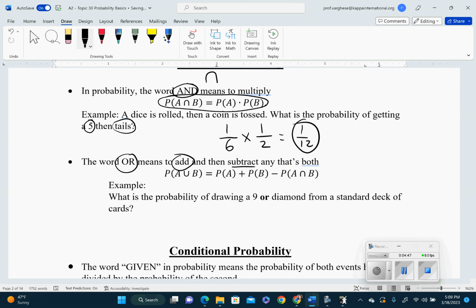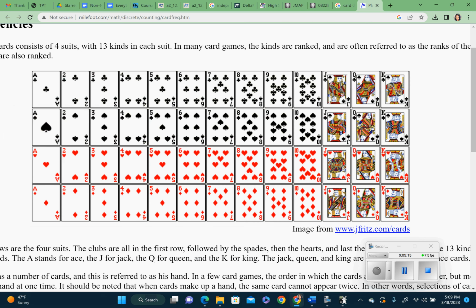So for example, the probability of drawing a 9 or a diamond. So we already know a diamond, right? We did that in the do now. So there are 13 diamonds out of 52. So first thing we're going to do is the probability of the diamond. So diamond is right here, so that's 13 out of 52. Let's go back to our deck and see how many nines there are in the deck. So let's go back right here. So there are 1, 2, 3, 4 nines, right? So there's 13 diamonds and there are 4 nines.